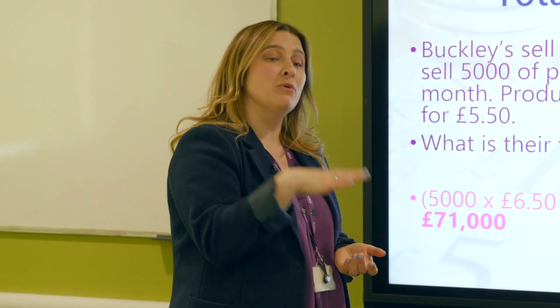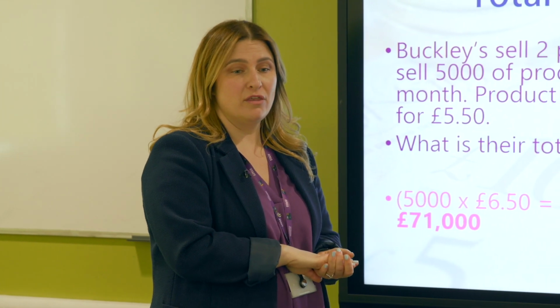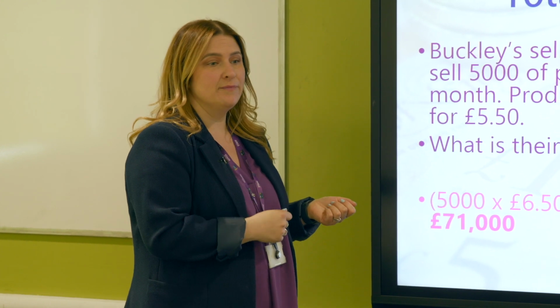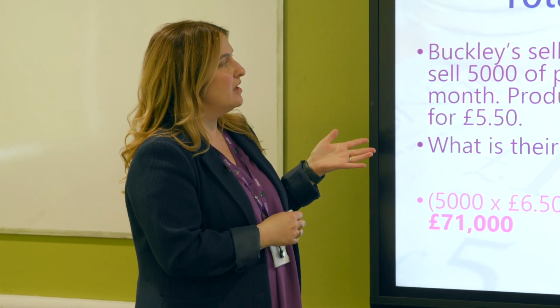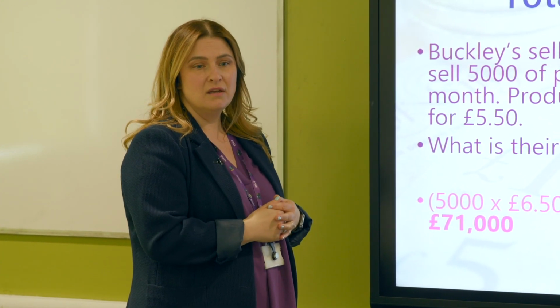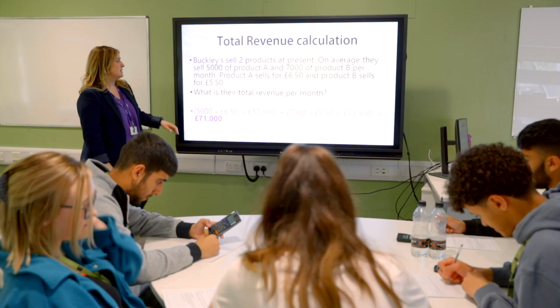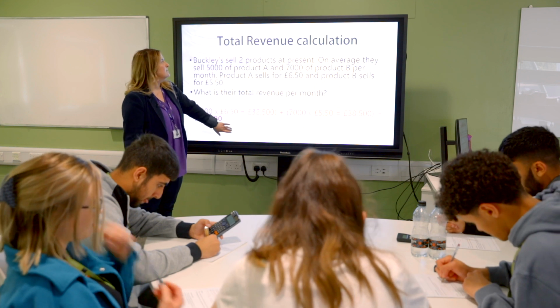Perfect. So Melissa's just told us there that we end up with 71,000 in revenue. That means total money coming in for that month. And it's obviously going to be on average. There'll be busier months and quieter months. When do you think the busier months would be for a biscuit company? Christmas. Perfect. Okay, because it can be bought as gifts in nicer tins.